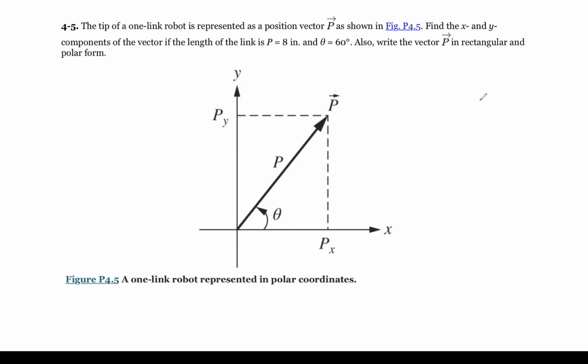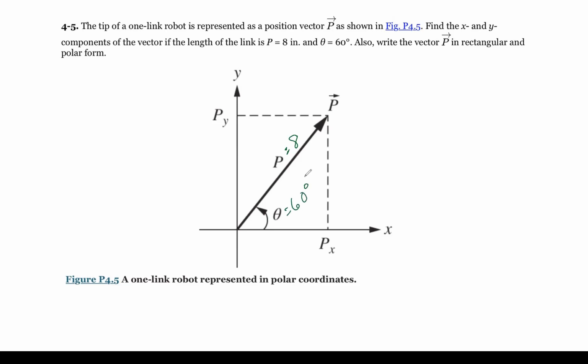The tip of a one-link robot is represented as a position vector P, a vector with the line and arrow on top, as shown in this figure. Find the x and y components of the vector if the length of P is equal to 8 and theta equals 60 degrees. And then we're going to do the same thing.